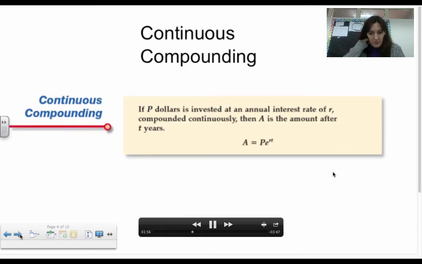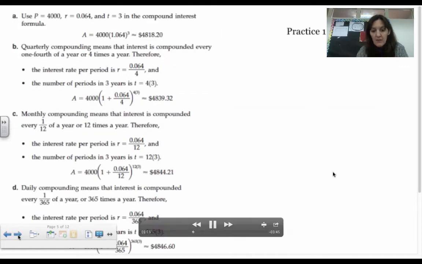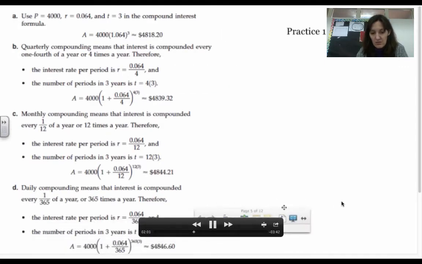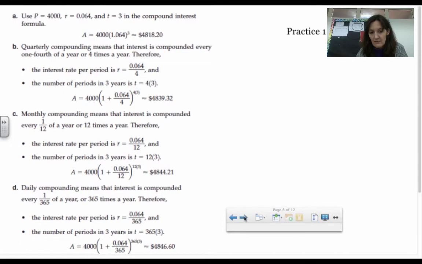I messed up and put a formula in the middle of it. I didn't mean to do that. Here's your practice 1 solution. See if I can get rid of that.